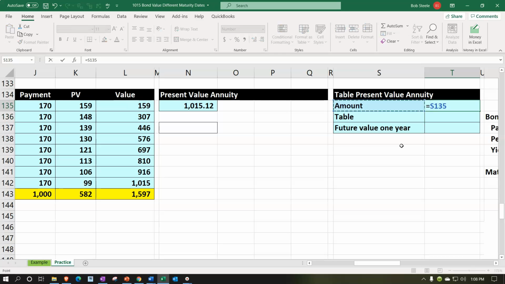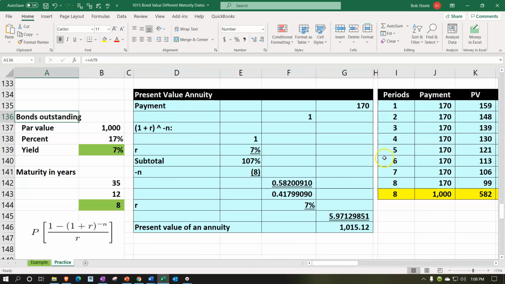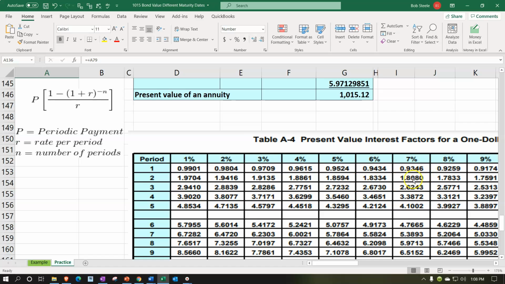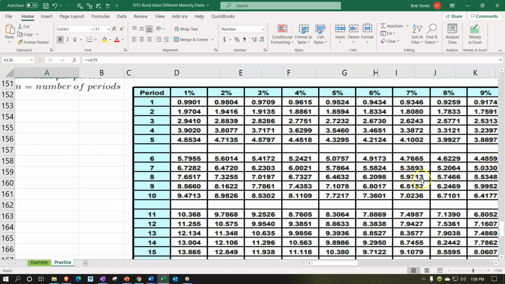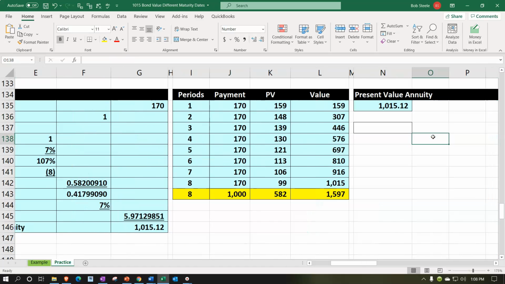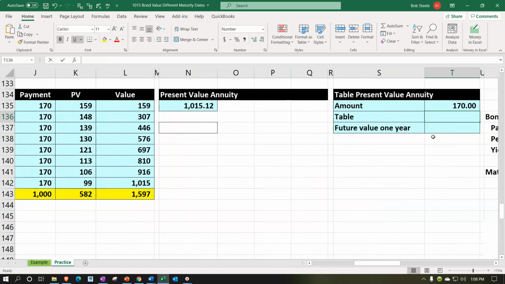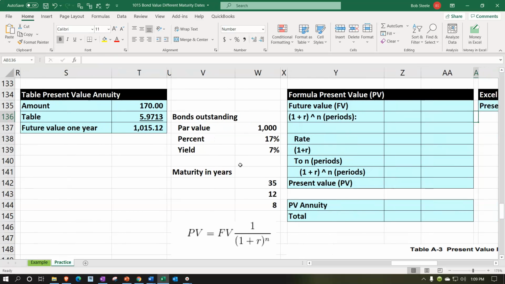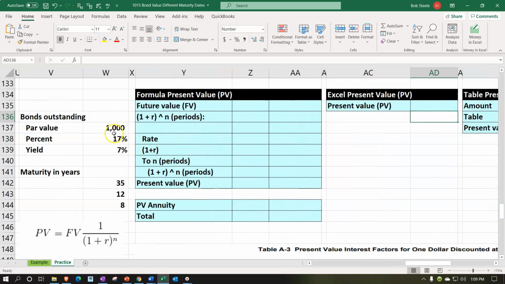Then let's do the table. Tables over here, 170. Picking up the table, making sure we have the proper table. This is the annuity table, looking 7%, 8 periods. 5.9713. Multiplying the 170 times the 5.9713 gets us once again to the 1,015.12. Let's do the present value of the 1,000 portion now.